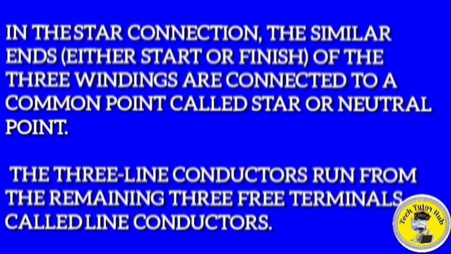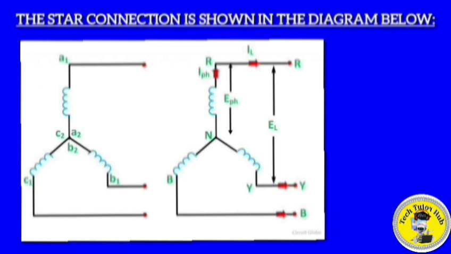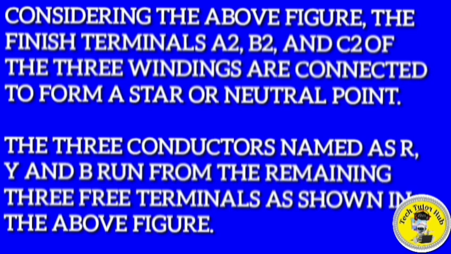The three line conductors run from the ending three free terminals called the conductors. The connection is shown in the diagram below. In the above figure, the finished terminals A2, B2, and C2 of the three windings are connected to form a star or neutral point.